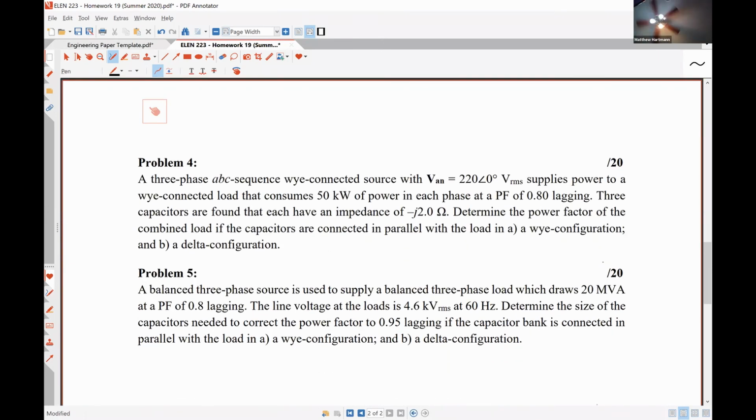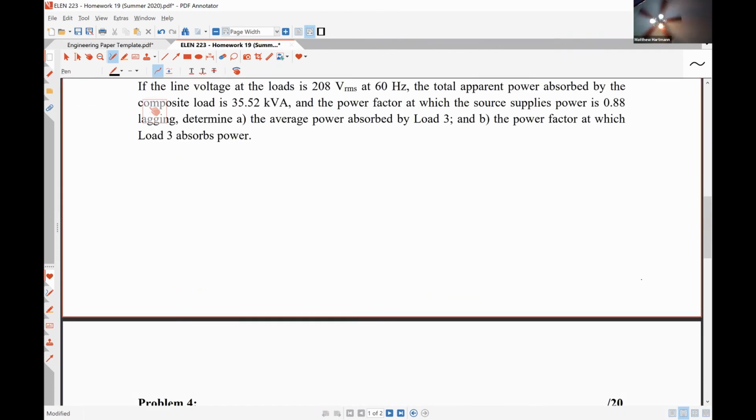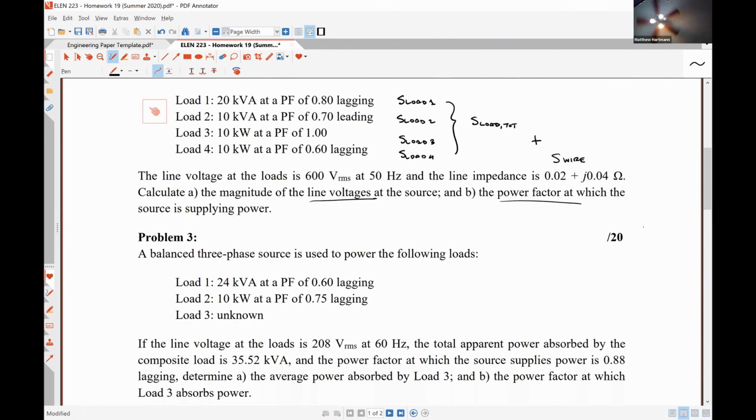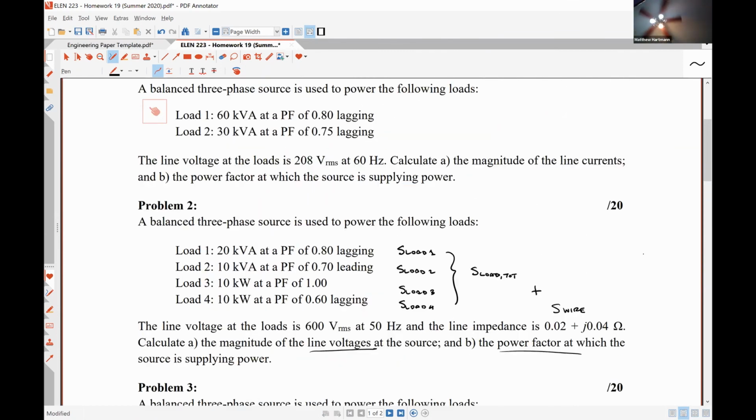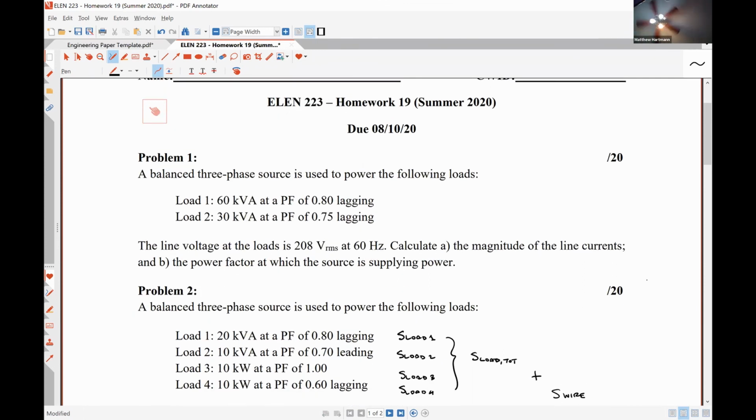Problem 4 is power factor correction, and problem 5 is power factor correction, and that's going to come on tomorrow. So we will get to that shortly. Alrighty, so yeah, there we go. Seems in my mind fairly straightforward. I don't think I've made anything too wildly insanely tricky for you guys.